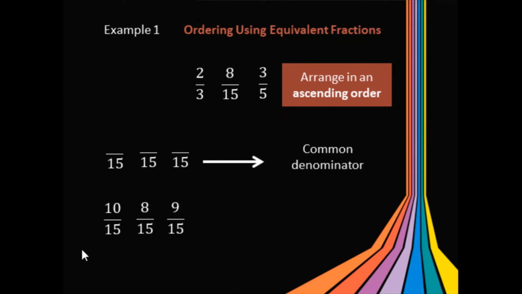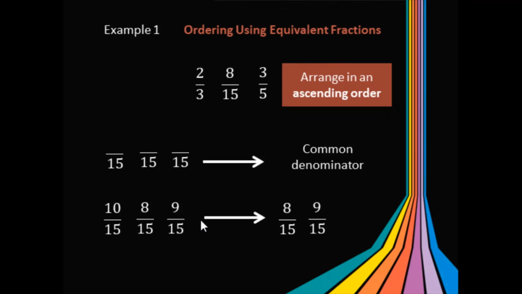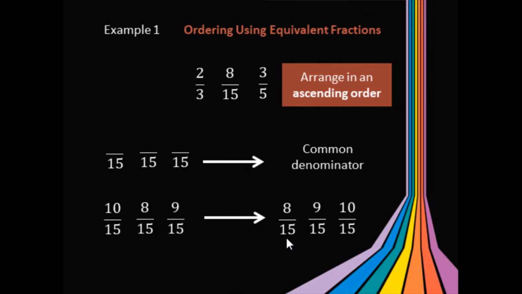Let's arrange these fractions in ascending order. We start with the lowest fraction. What fraction is it? Okay, it's 8/15. Very good. Next, we have 9/15, and lastly would be 10/15. Okay, this is arranged now in ascending order.